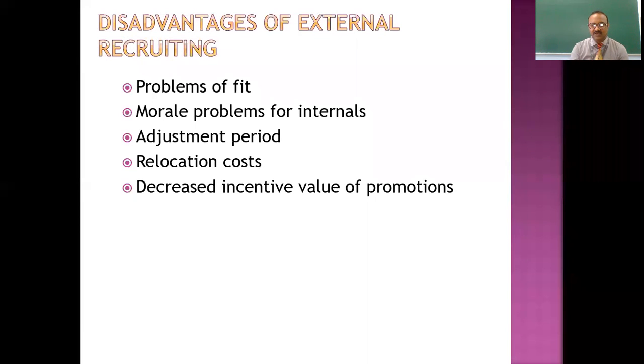Right, and then finally, let's look at the disadvantages of external recruitment. What are the disadvantages of external recruitment? Lekana, can you read this?